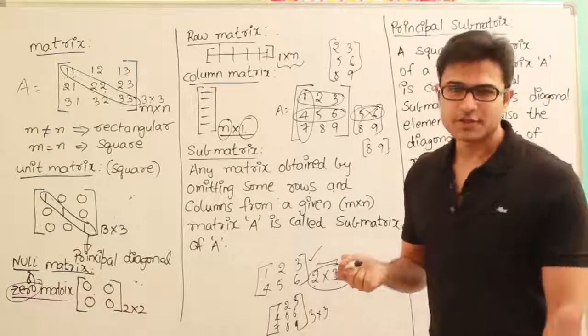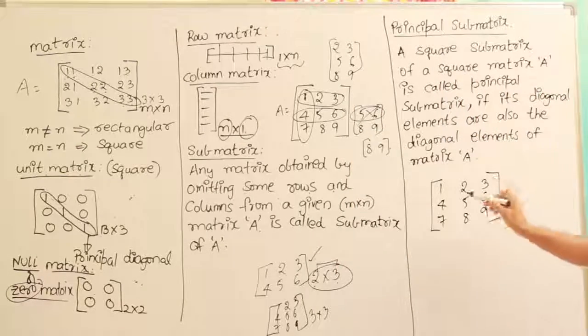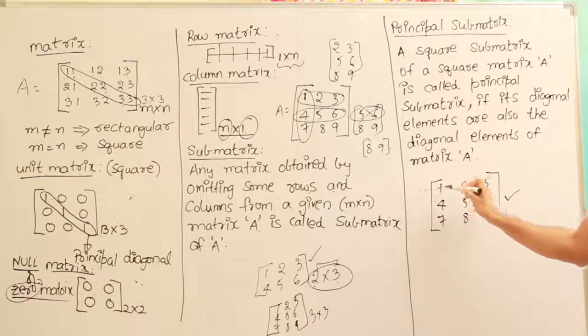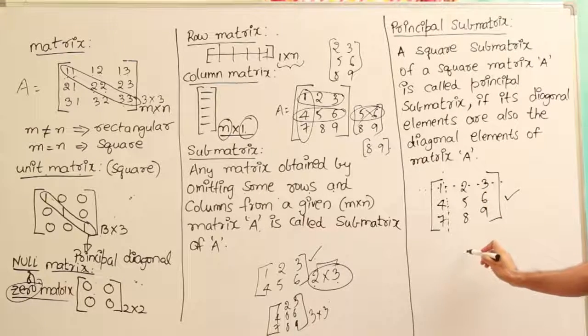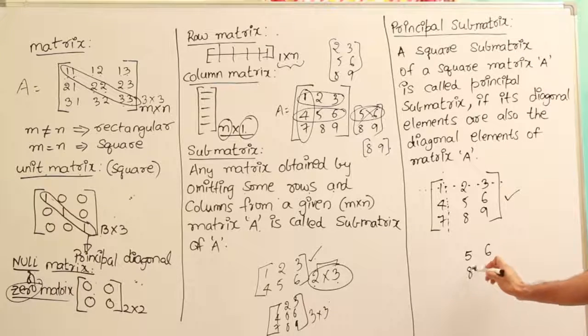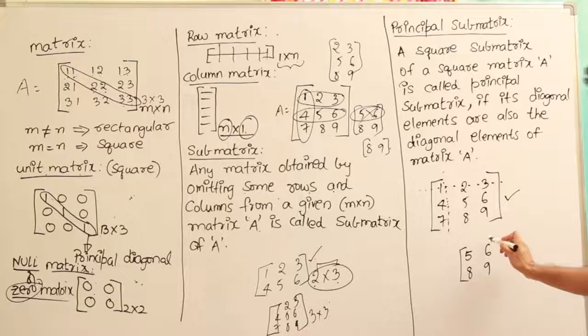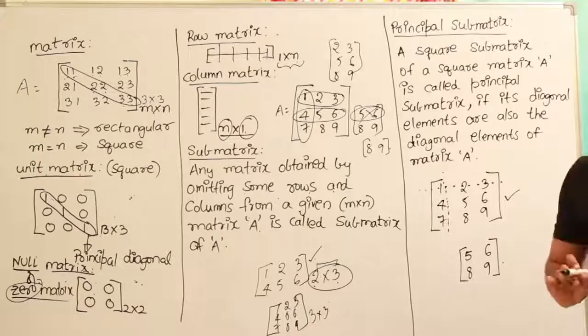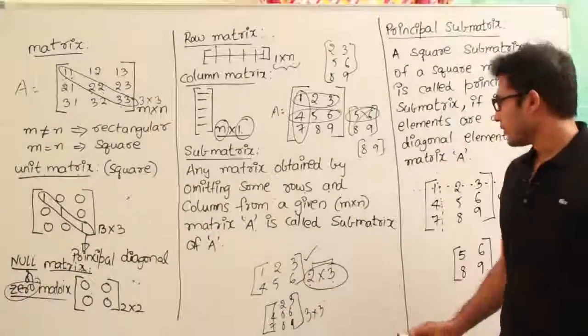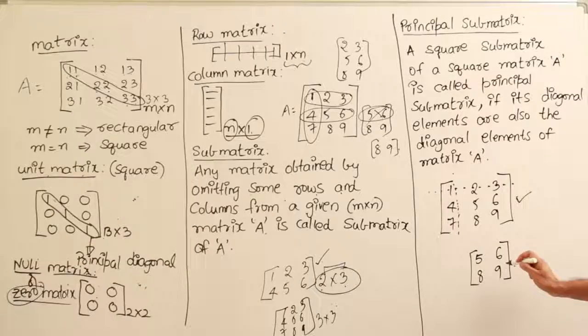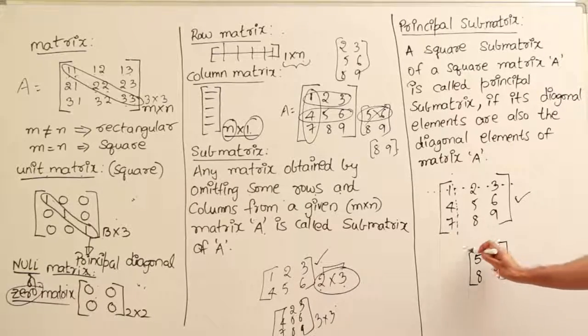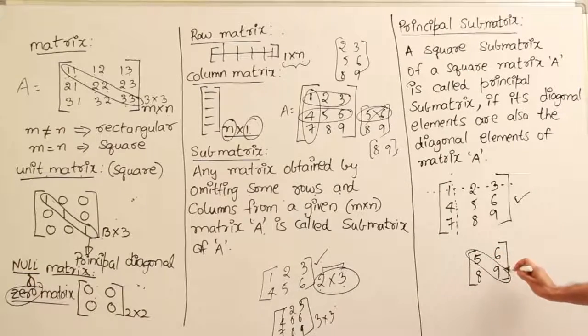Okay, what I mean to say is, see this. Now if you try to eliminate this particular row and this particular column, first row and first column, then what is the submatrix you get? 5 6 8 9. Therefore the resulting matrix is also a square matrix. First, the given matrix is a square matrix. Now if you observe these elements 5 6 and 8 9, and find the principal diagonal, it is 5 9, isn't it?